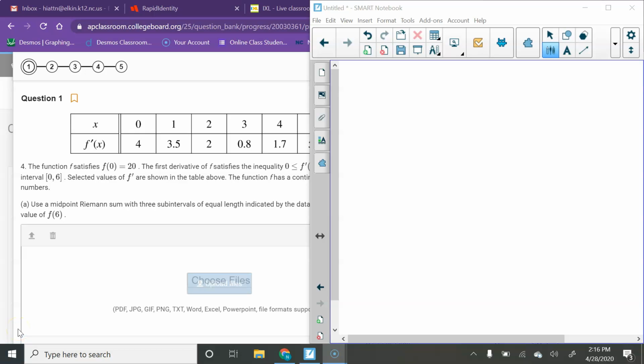Alright, let's go over the questions for Unit 4 review. And these deal a lot with those Riemann sums that you've had, but also ask some other questions as well.